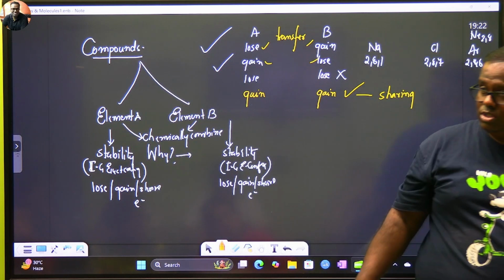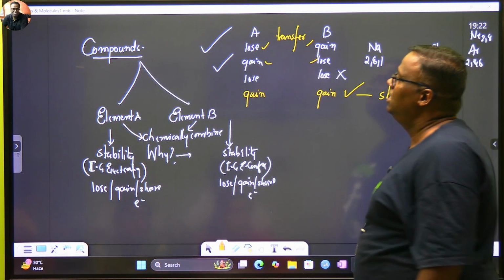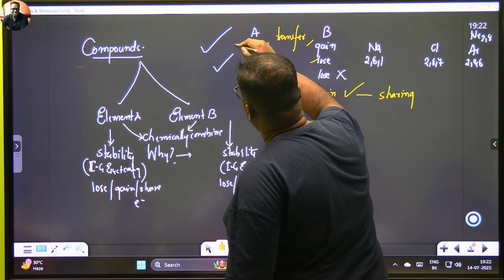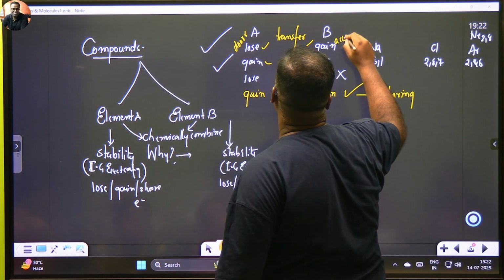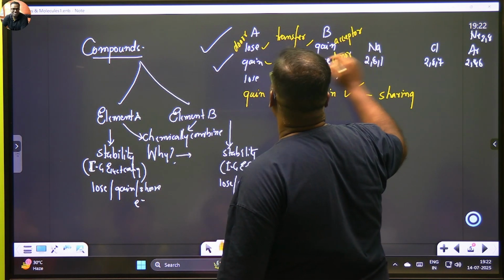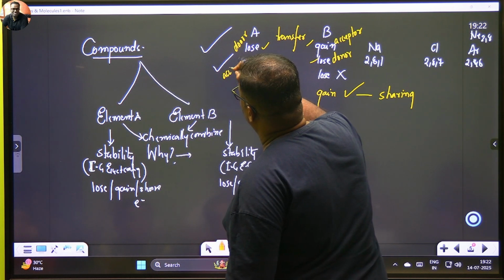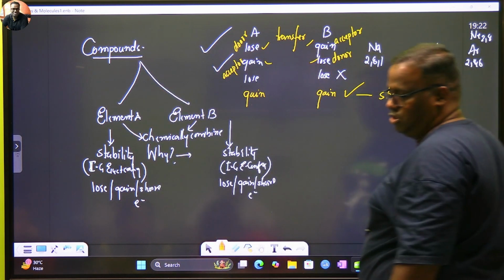The one who is losing will transfer the electron to the one who wants to gain. Right? So, in this case, this one will be called the donor and this one will be called the acceptor. And here this one will be called the donor and this one the acceptor. Have you understood? These types of combinations are possible.